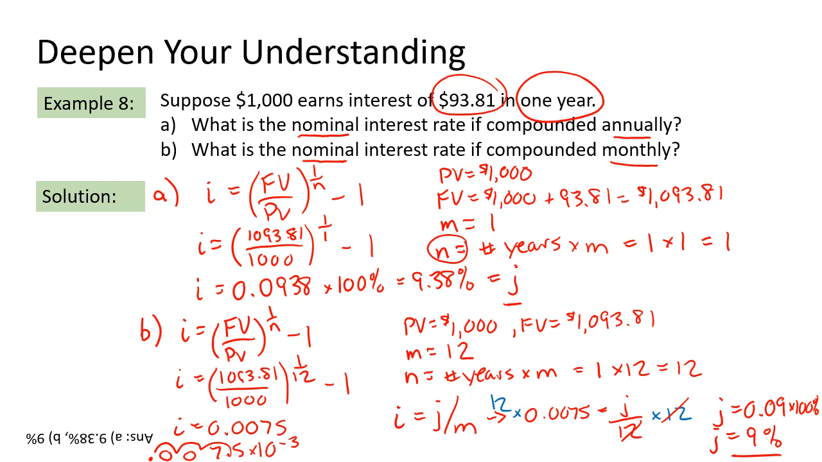And that makes sense that it's different and it's lower, right? And the reason for that is because it's compounded more often. Okay, so if it's compounded more often, 9% interest compounded monthly will make you as much money as 9.38% interest compounded annually. You'll see in our next lecture, we're going to talk about effective and equivalent interest rates, and you'll kind of get a better sense as to why that is the case.